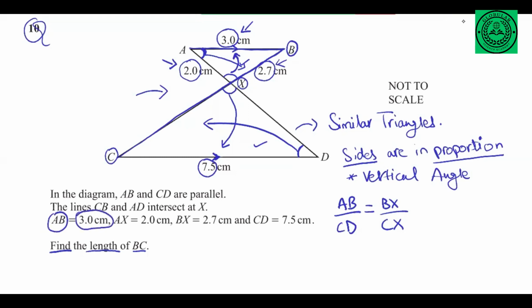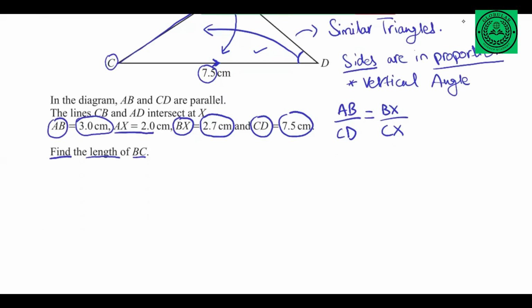We know CD, which is given over here, 7.5 centimeter. And we also know BX, which is given over here to be 2.7 centimeter. Just put the values for AB. I'm going to write 3 over here. For CD, I'm going to write 7.5. And for BX, yes, we know it is 2.7. And since we don't know CX, so we will write it as it is.